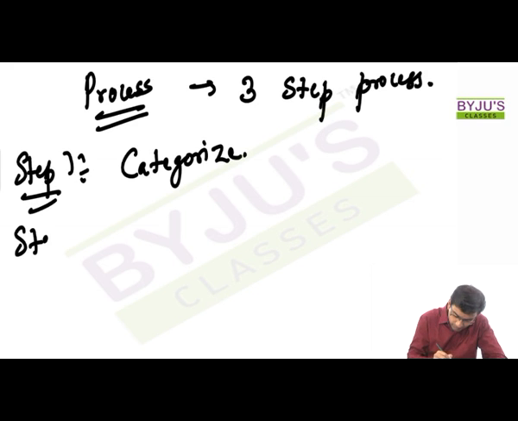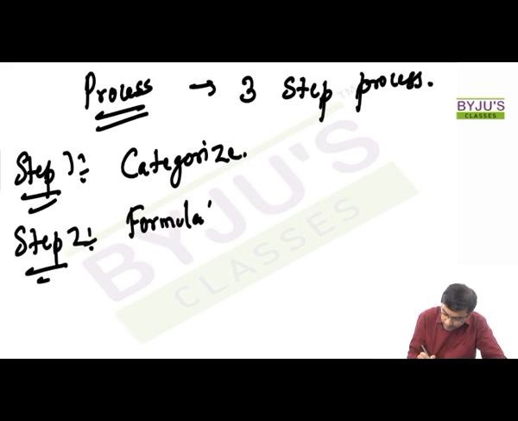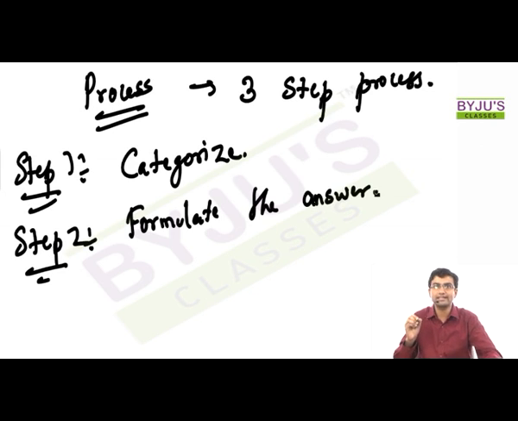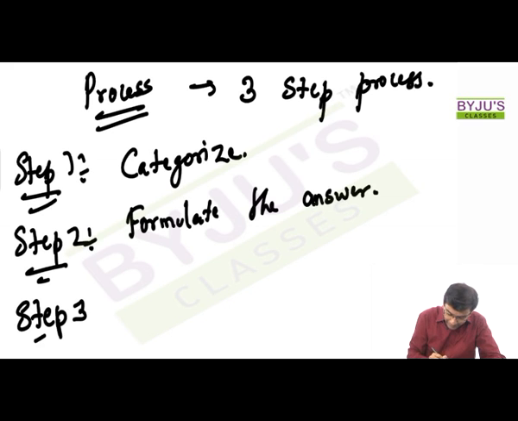Step two, formulate the answer. How to formulate the correct answer choice. I want you to formulate the answer choice. I don't want you to guess what the answer is. We will try to guess the answer in certain categories, but not for all categories. That's step two. Step three is an additional step compared to mathematics.